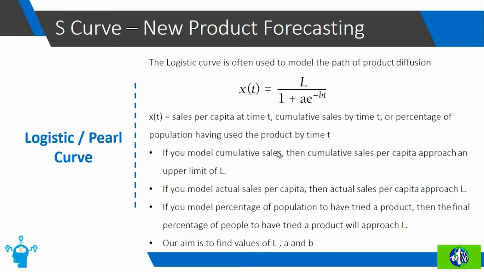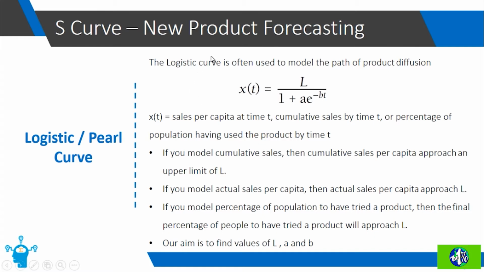Now to model the S shape for product sales, we can use different mathematical functions. There are two most popular functions. One is the logistic function and one is called the Gompertz function. We'll be using these two functions to model the S shape for our product sales. The first is the logistic function, which is also called the Pearl function.